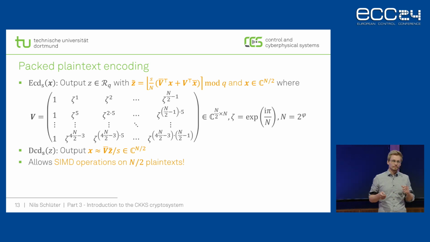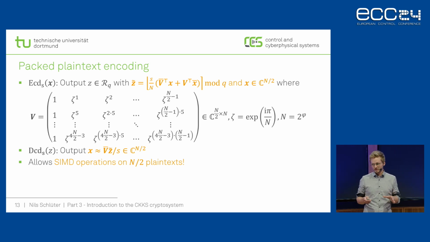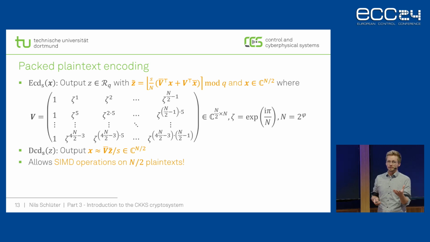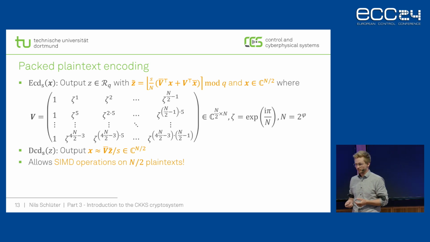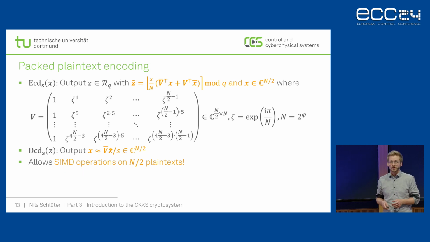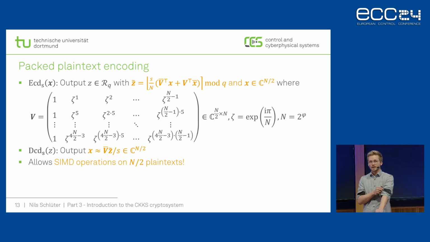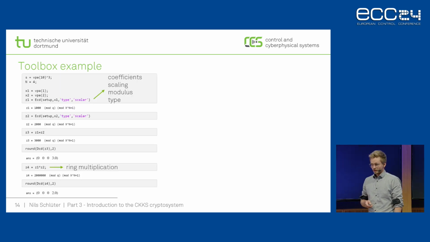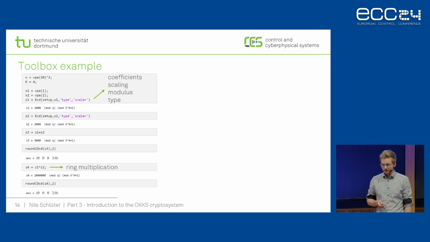And due to the specific construction of this mapping, we can then use n-half of the coefficients in our polynomial. So this allows us to use SIMD, or single instruction multiple data operations, on n-half of the coefficients, which allows us to batch computations, which makes it more efficient. So in our toolbox, we can see how this is realized.